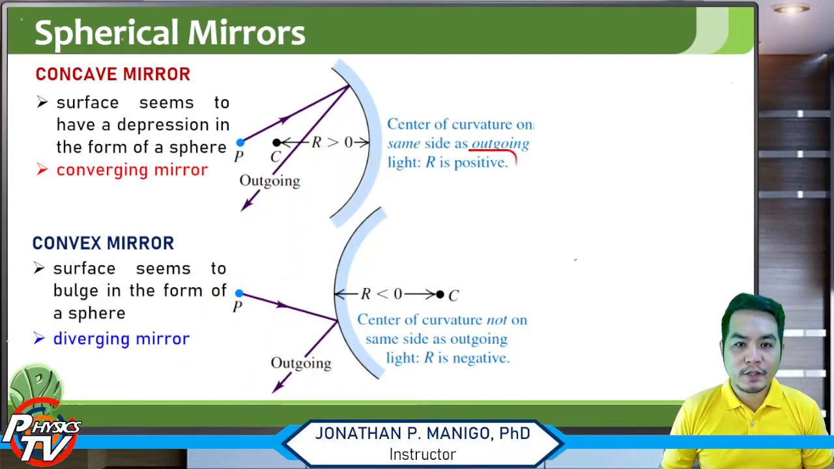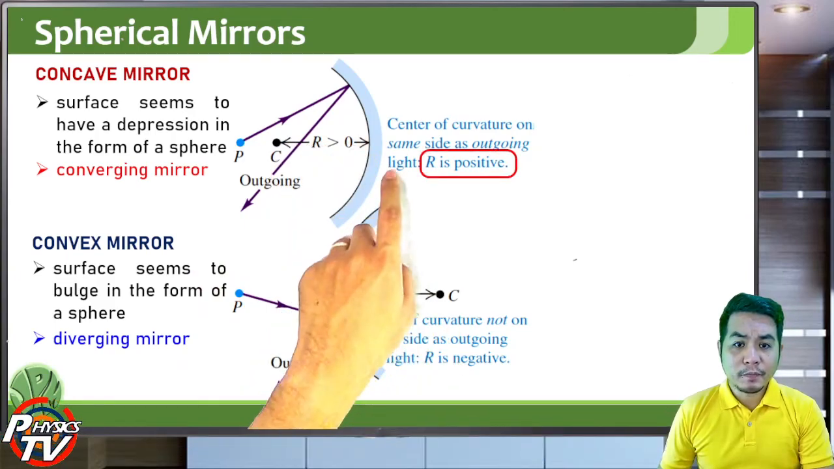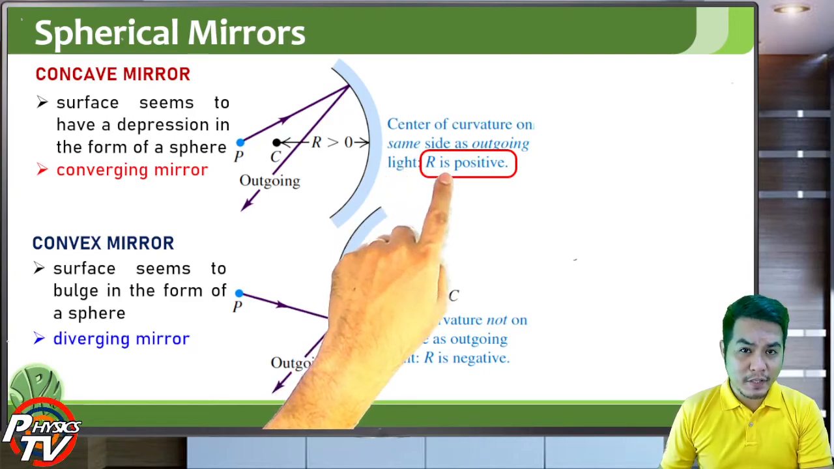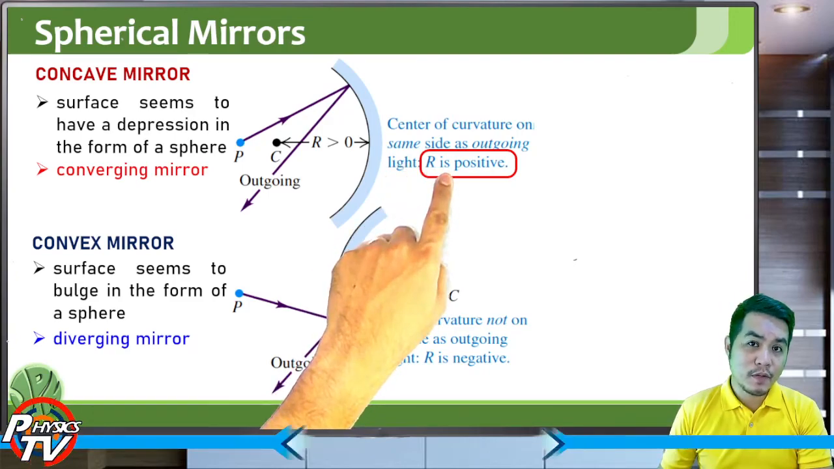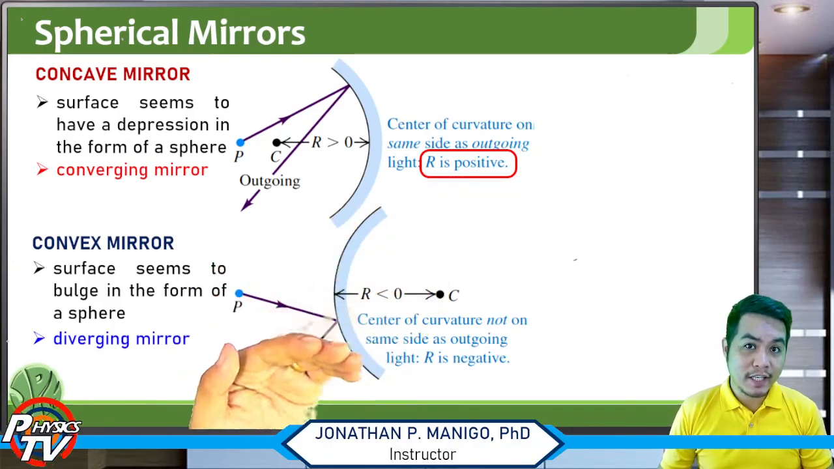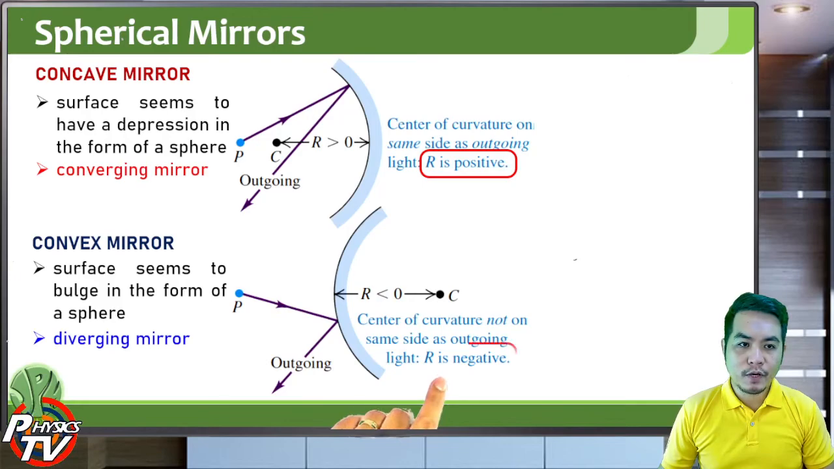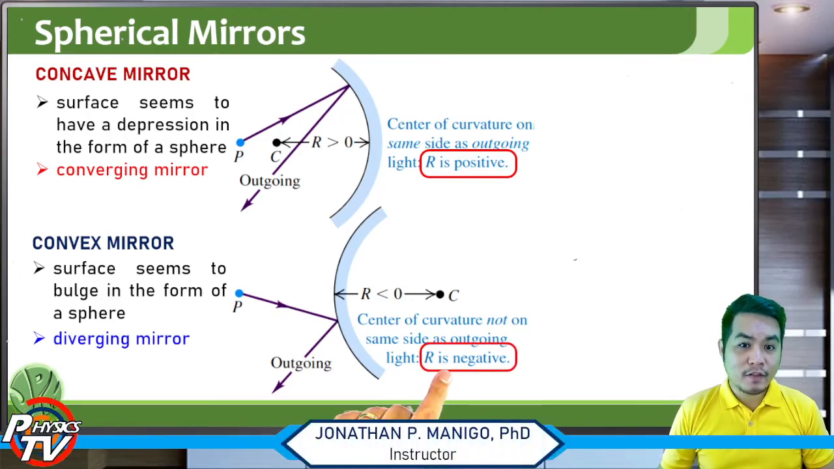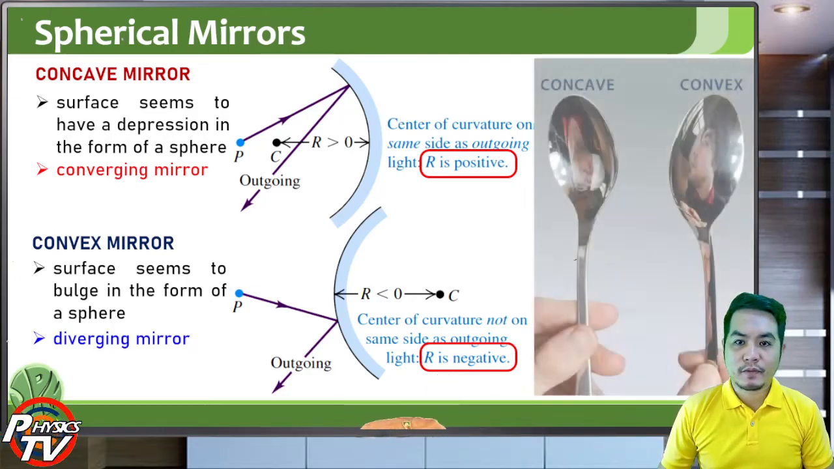Now, in the case of a concave mirror, its radius of curvature is positive, meaning its focal length is also positive, since the focal length for spherical mirrors is just 1/2 the radius. For a convex mirror, the radius of curvature is negative, meaning the focal length of convex mirrors is also negative.